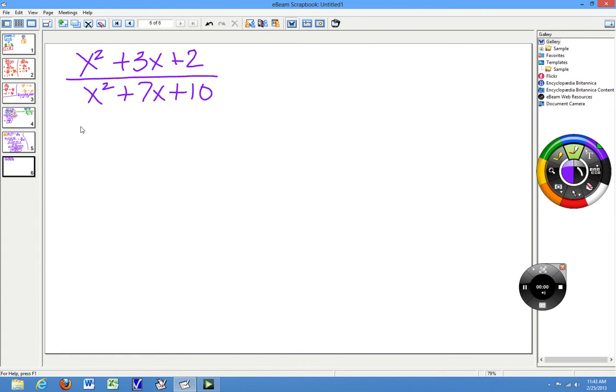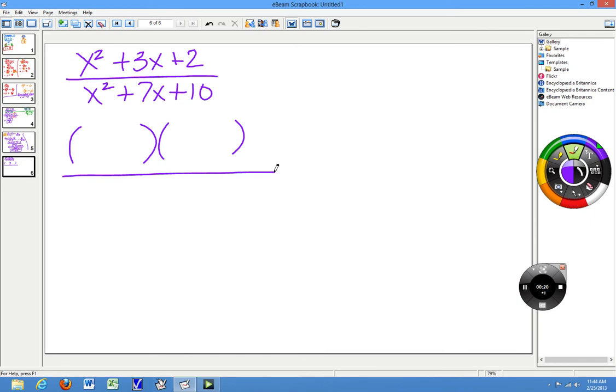They're getting bigger. They're getting harder. What am I going to do? Caitlin. Yeah, factor. Factor each component. So we're going to factor our numerator, which I'm going to put into two binomials.